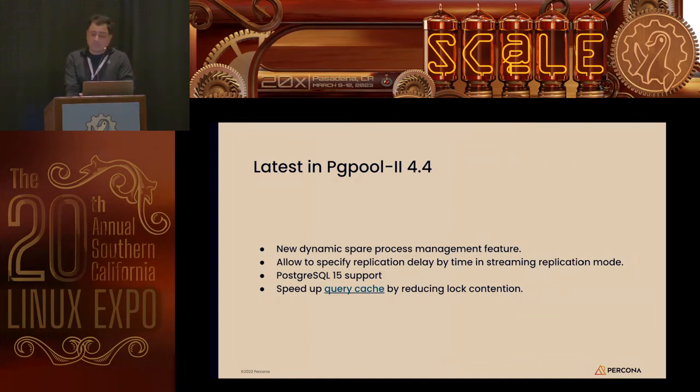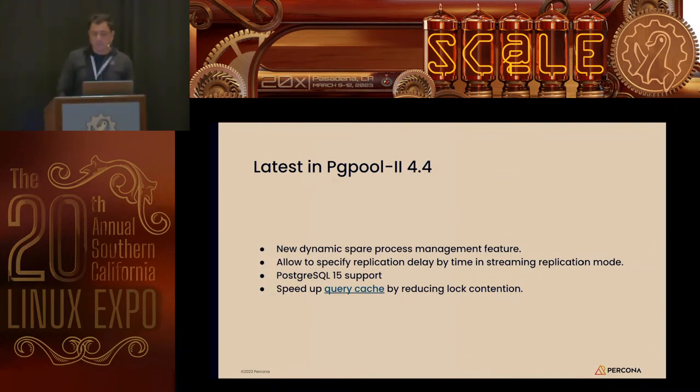So in the latest version, we have added a new dynamic spare process management. What it does is you can just set a minimum and maximum limit, and it automatically ramps up or clamps down the number of spare child processes. When the load increases, it keeps spawning new child processes till it hits the defined ceiling, and when the load goes down, all the spare child processes get killed.